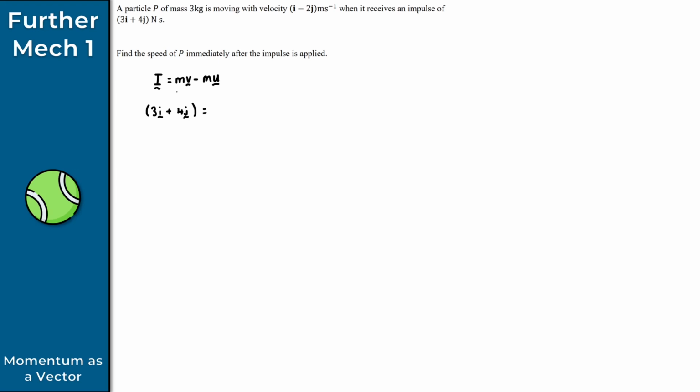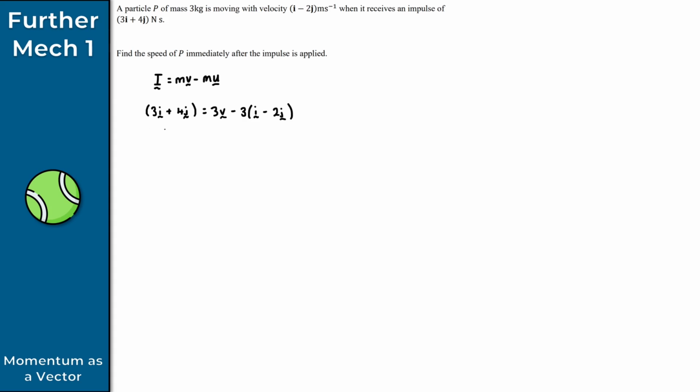is equal to, now we don't know what v is, right? That's the final velocity here, which we don't know at this point. So I'm just going to call that v, but we do know what m is. M is 3. We've got 3v minus mu, so minus 3 lots of u, which is this velocity here, i minus 2j. Like so. So let's expand out here and simplify.